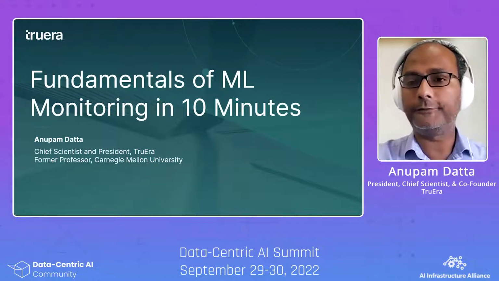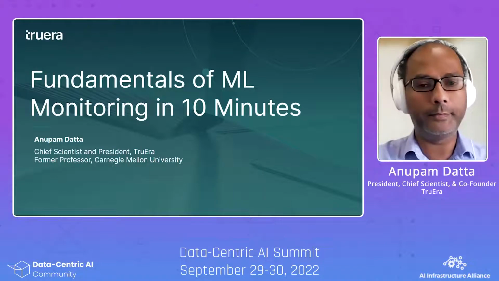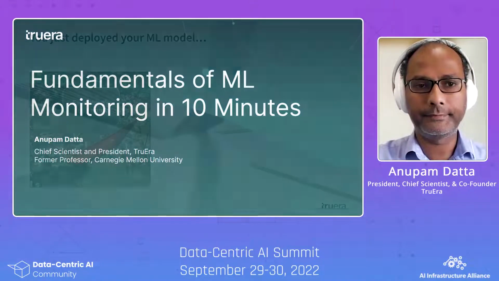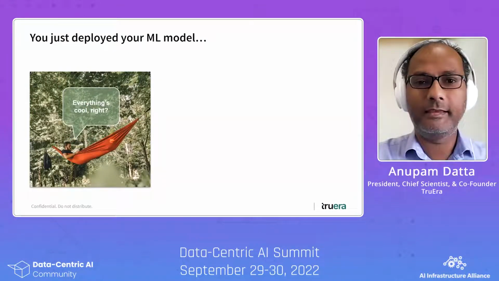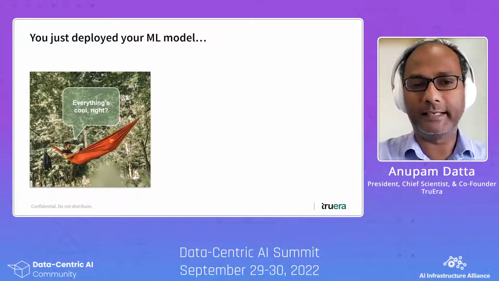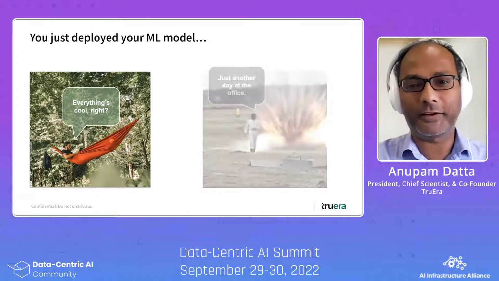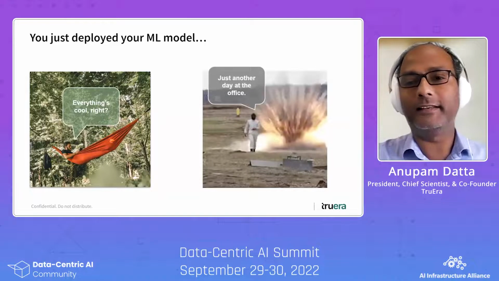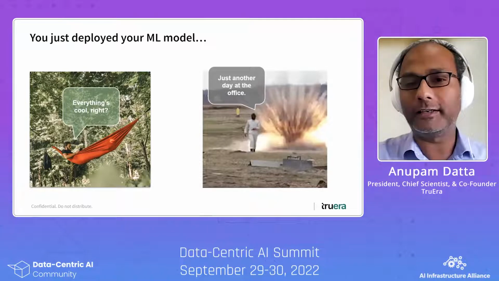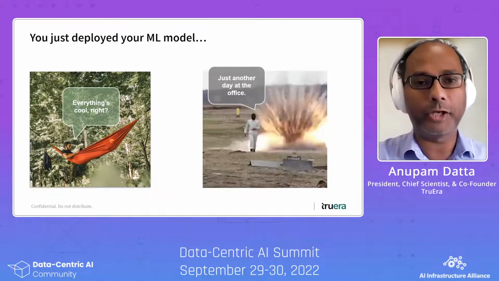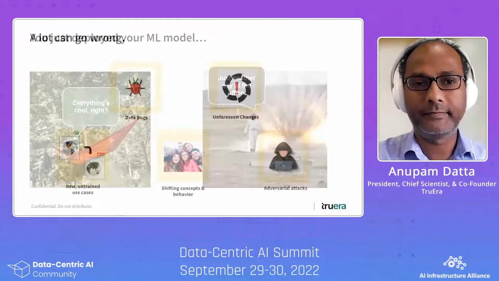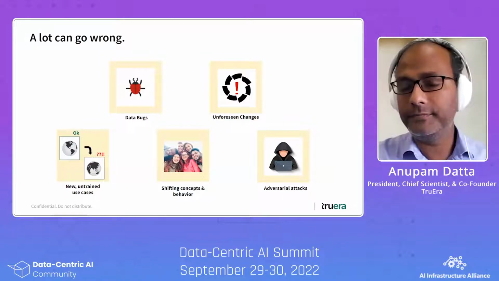This talk is about fundamentals of ML monitoring in 10 minutes. You just deployed your ML model. Everything's cool, right? Your job is done. Quite far from it. Once the model is in production, a lot can go wrong. And the work has in fact just begun to ensure that the model will deliver value in production to the business. What can go wrong?